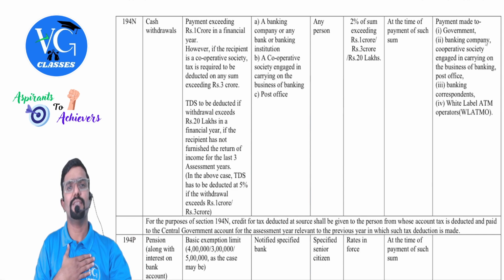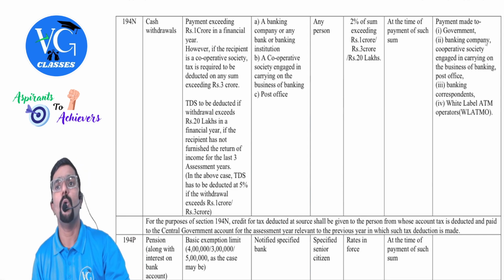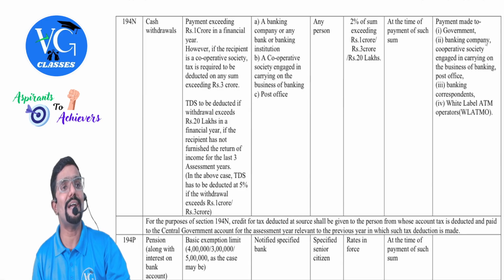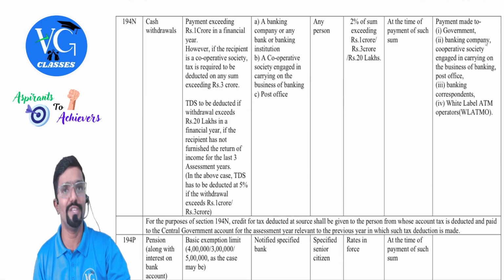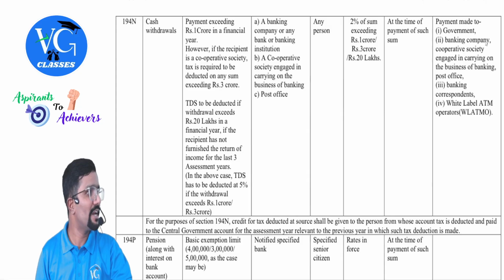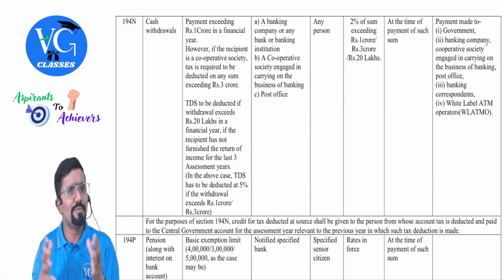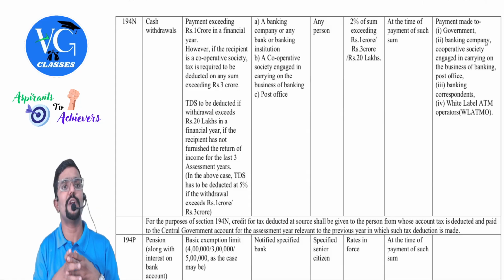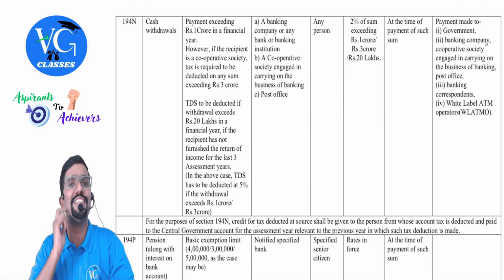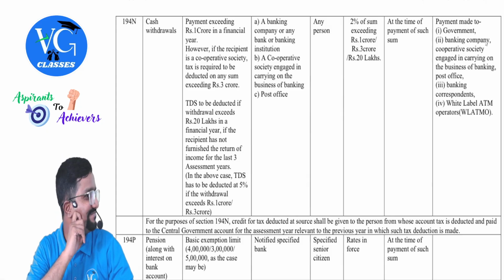But they are asking the payer, that is the bank, please deduct TDS. Why? Because the department wants to track what you want to do with this money. Clear? Because when I am withdrawing huge money, they have told that if I am withdrawing more than 1 crore and all, the department is interested to know what I will do with it.